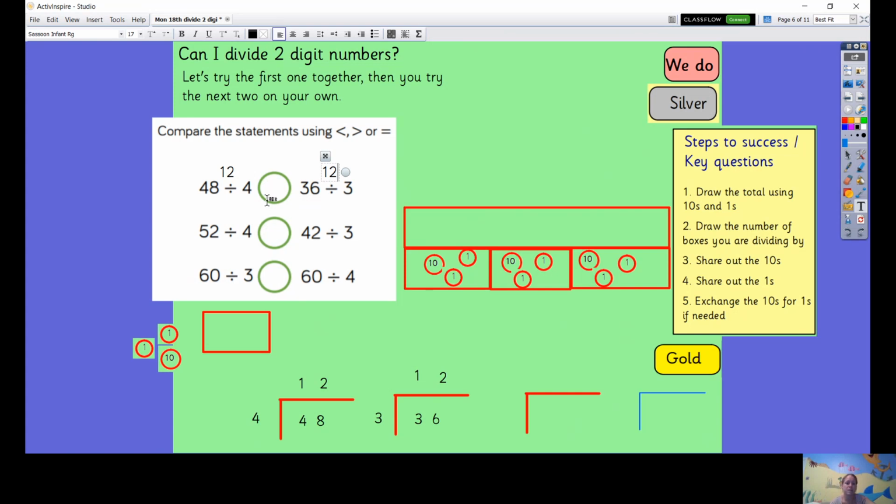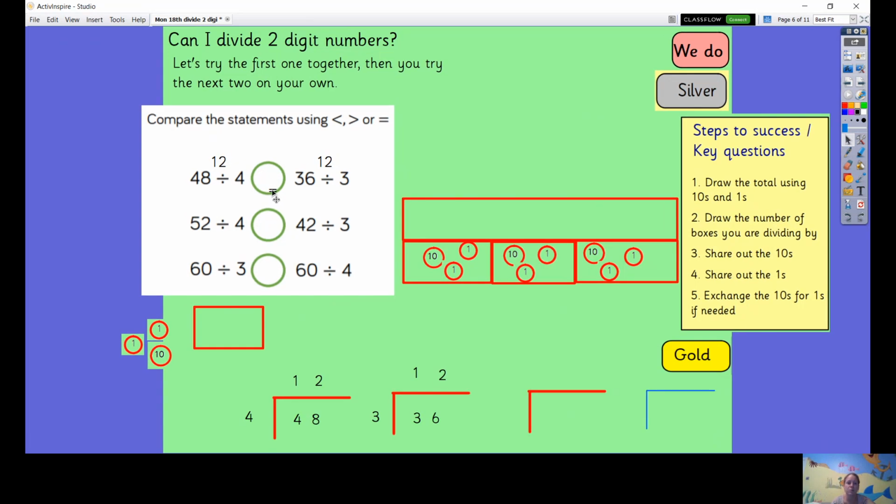So what I would need to put into this little circle would be an equals symbol, because they are equal to each other. The answers are the same, they are equal to each other. So you just need to pause the video now and then you can have a go at the others.